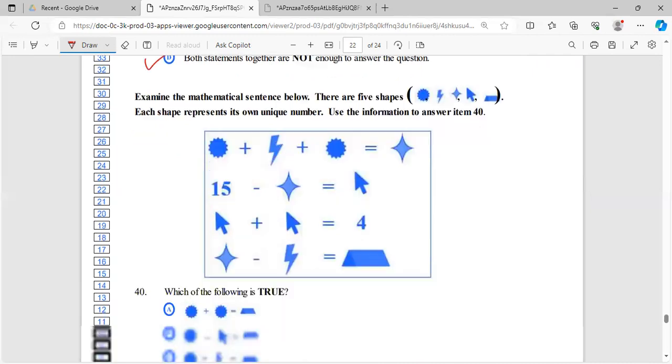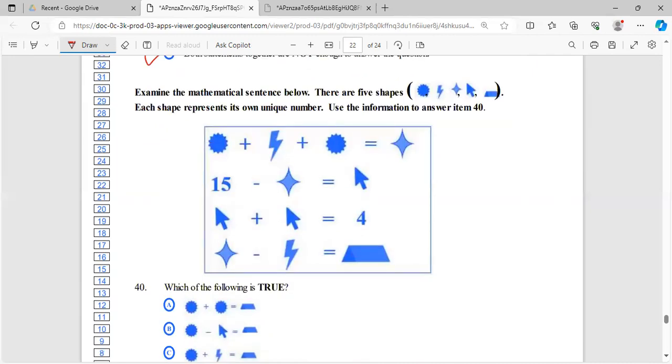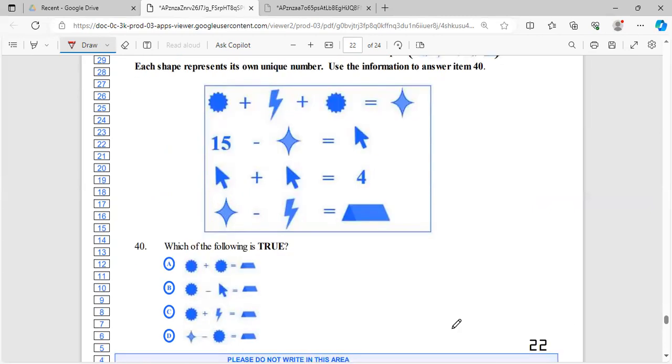Alright, it says examine the mathematical sentence below, use it to answer 5. They are given 5 shapes. There are 5 shapes, so you have all of those. Each shape represents its own unique number. Use the information to answer item 4. Which of the following is true? Is it that 2 of these is equal to 1 of this? This minus this is equal to that. This plus that equals that. Or is it this minus that equals that?